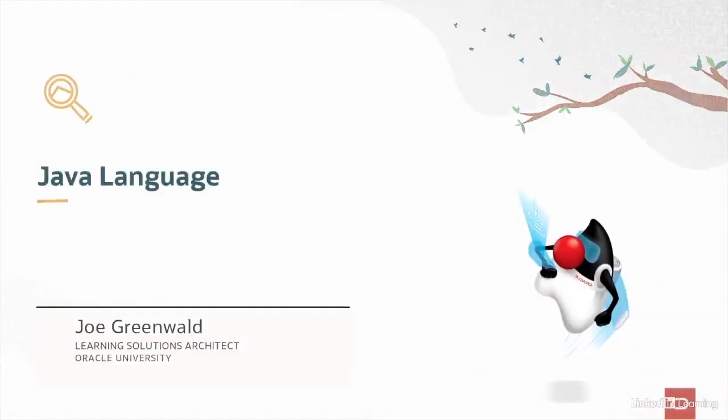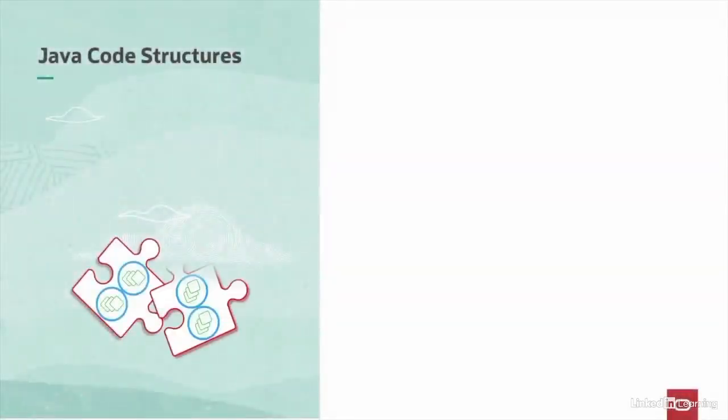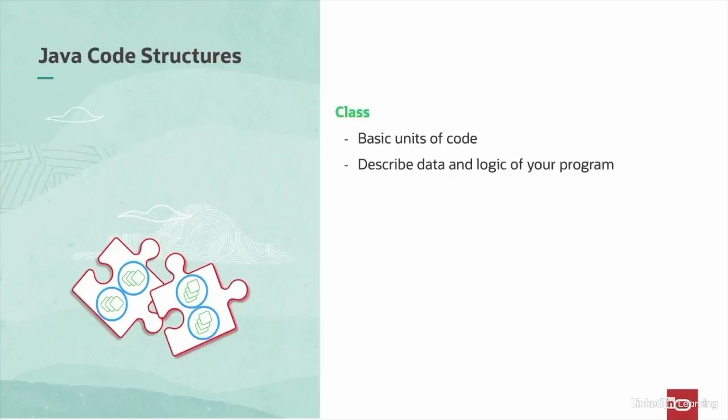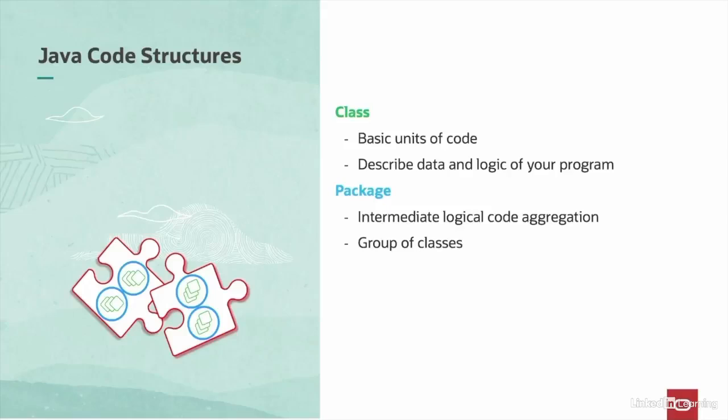The Java language. The Java language is made up of three basic code structures: a class, which is the basic unit of your code and describes the data and logic of your program; a package, which is an intermediate logical code aggregation.